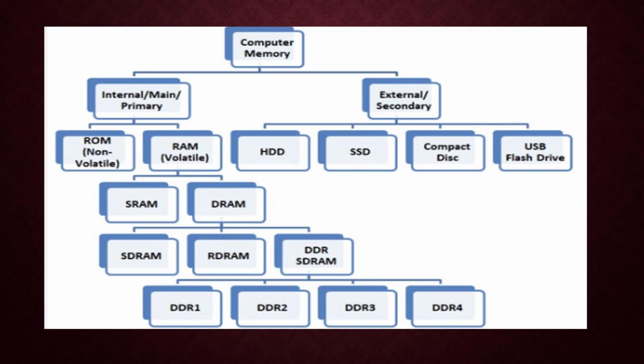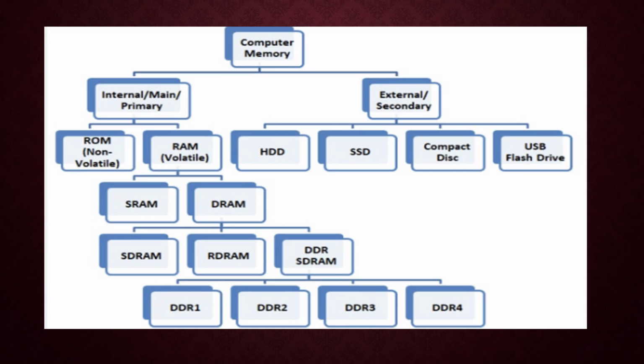So these are the internal memories. Now we are seeing RAM, and RAM has SRAM and DRAM. The DRAM is divided into SDRAM, RDRAM and DDR SDRAM. This DDR SDRAM is divided into DDR1, DDR2, DDR3, DDR4. So these are the types of RAM memories.